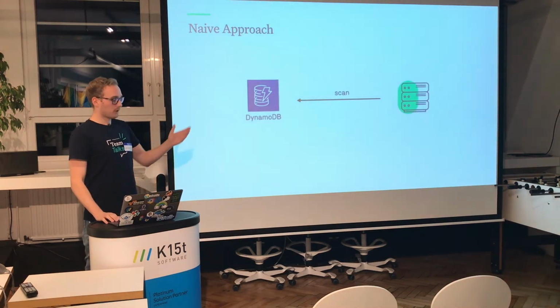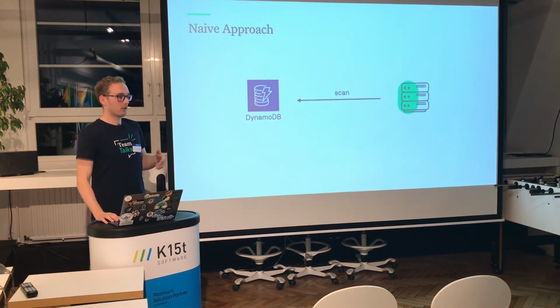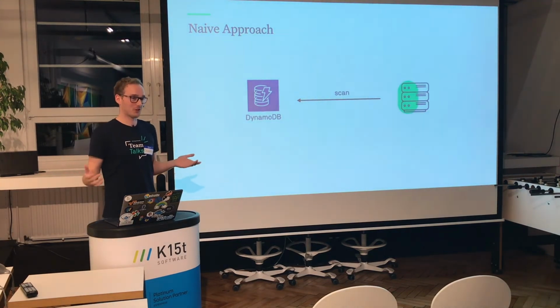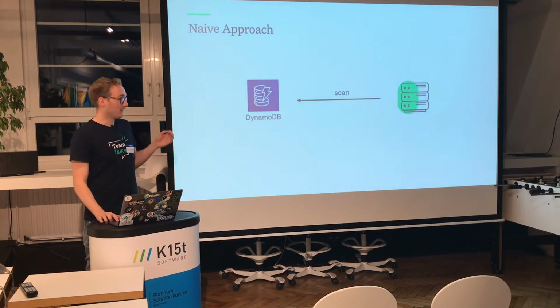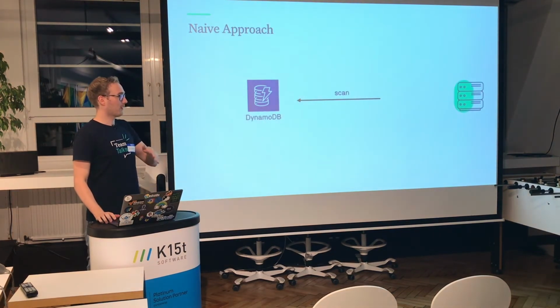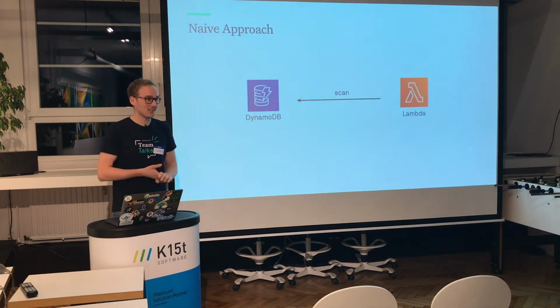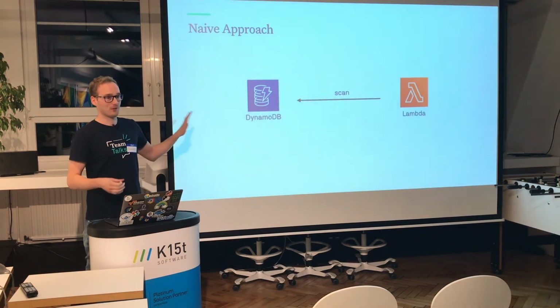Now you could use, for example, an EC2 instance here in order to scan the data, but then it's not really serverless. So we want to make it serverless now. An easy way would be to just replace that EC2 instance with a Lambda function. That maybe sounds easy and looks a little bit better now, because you have a serverless solution.